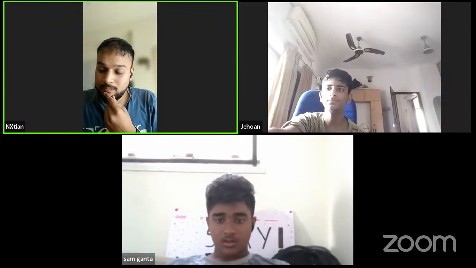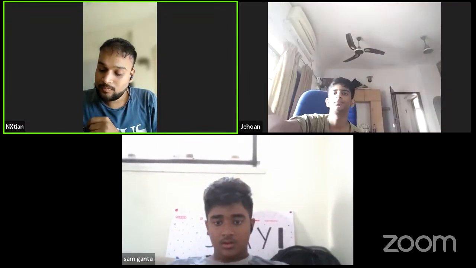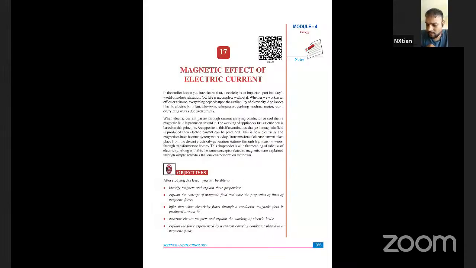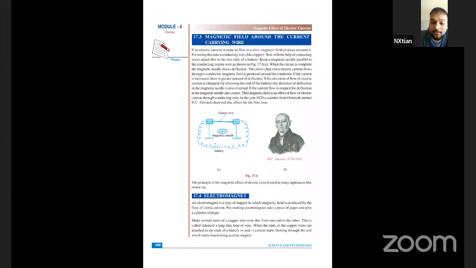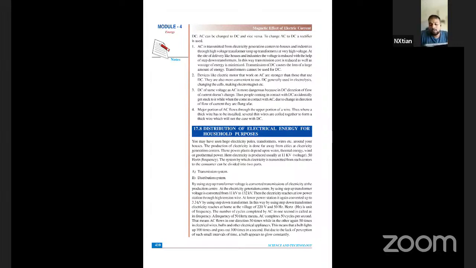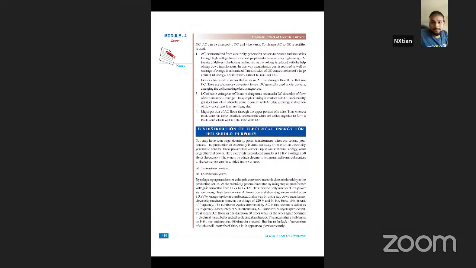So we were doing the magnetic sector. And where were we? Yeah, so we learned about the transmission method in which we learned that there are two types of things done.